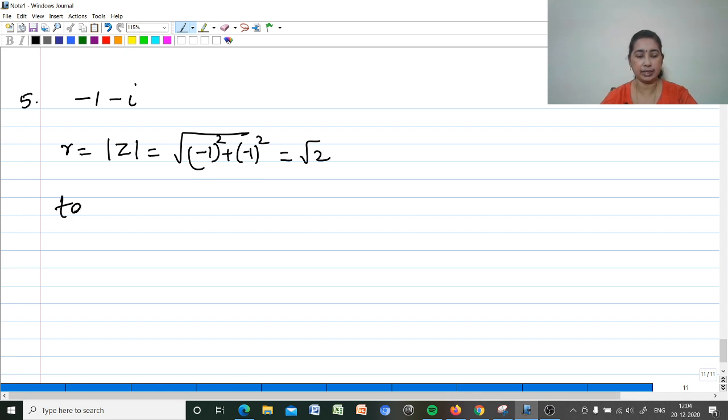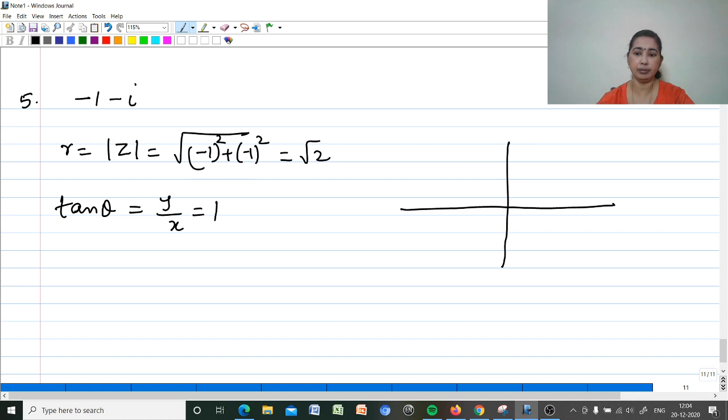Then find what is tan theta. Tan theta is equal to y by x, which is equal to 1. Now check in which quadrant it is lying. Here it is negative, here also negative. x and y are negative, so it is in the 3rd quadrant.